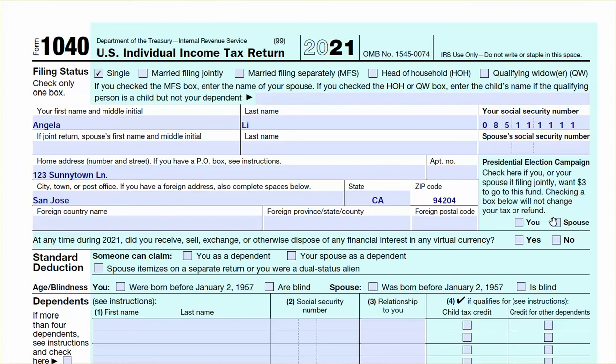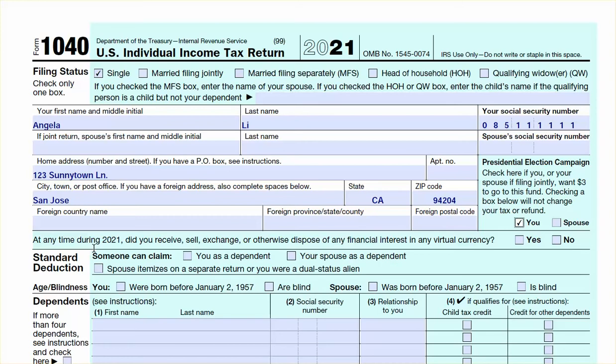The first question you might not know how to answer is the box on the right, Presidential Election Campaign. Check here if you want $3 to go to this fund. Checking the box below will not change your tax refund or credit. What this means is that the government can contribute $3 for each tax return to the Presidential Election Campaign. It does not make you pay more in taxes, so you can decide if you want to click yes or no. If you don't want to contribute, just leave it blank.